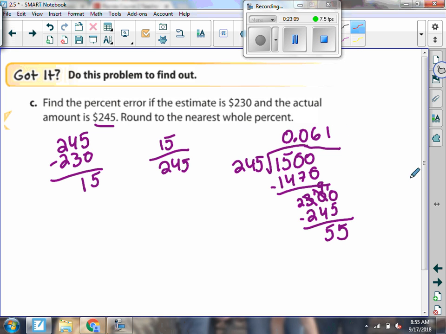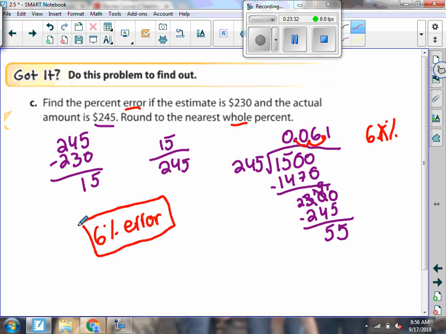It keeps going, but we can stop there because we want to round to the nearest whole percent. I move my decimal 2 places to the right. So that gives me 6.1%. So we need to round that. The 1 is just going to drop off. So you're going to end up with a 6% what? 6% error. Remember, we're finding percent error, so it's not increase or decrease. It's just error. So we were off by 6%.